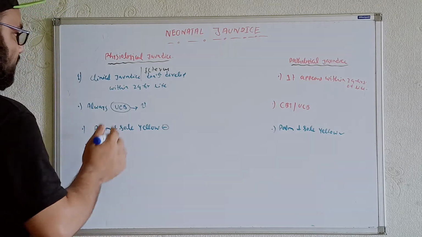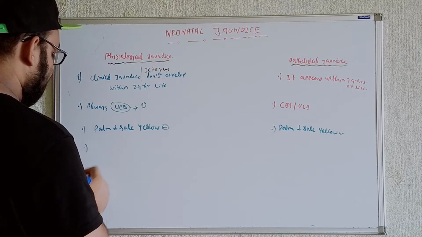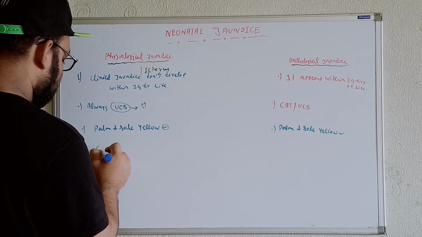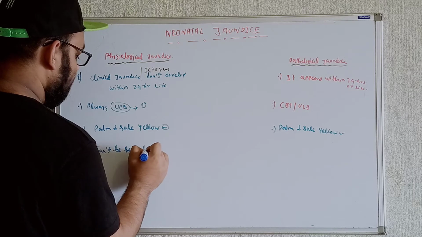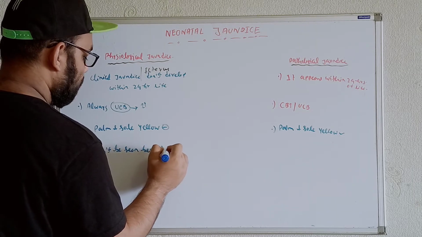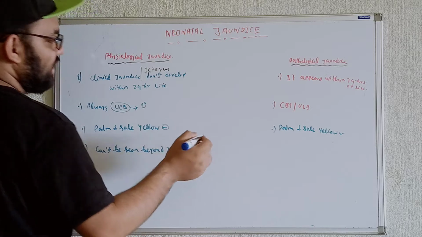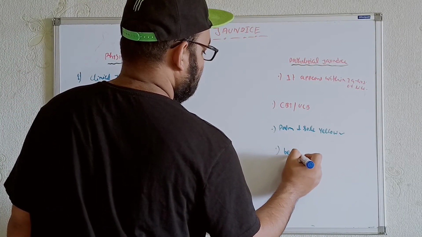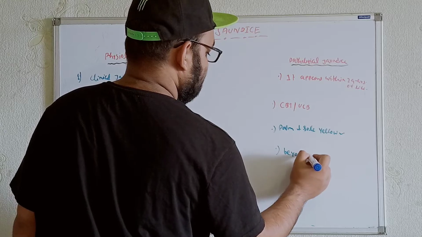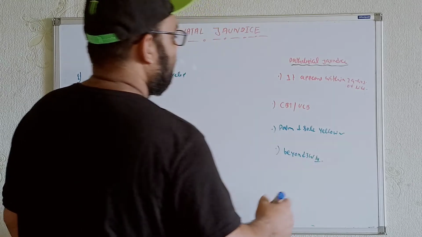So the physiological jaundice or the clinical jaundice, we can write it over here, can't be seen beyond 2 weeks. But in these cases we can see the jaundice beyond 3 weeks. You can see the pathological jaundice.